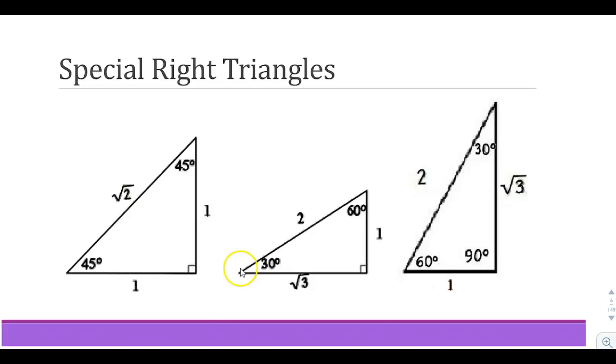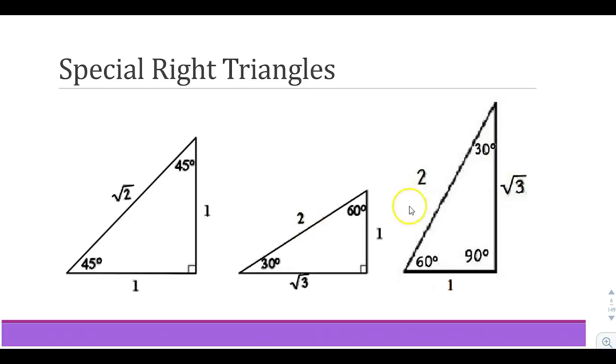Now the other special right triangle is a 30-60-90 triangle, again based on its angles. Now for this right triangle, across from the 30-degree angle, we're going to go ahead and give that a length of 1. And across from the 60-degree angle, we have a length of the square root of 3. Then by the Pythagorean theorem, if we solve for the hypotenuse, we get out just 2.